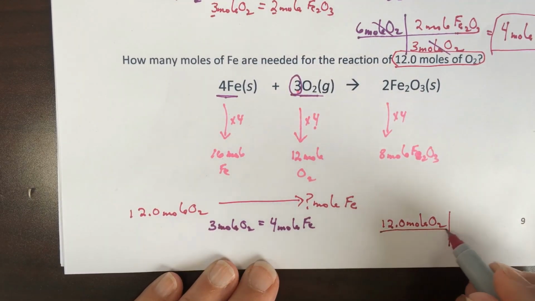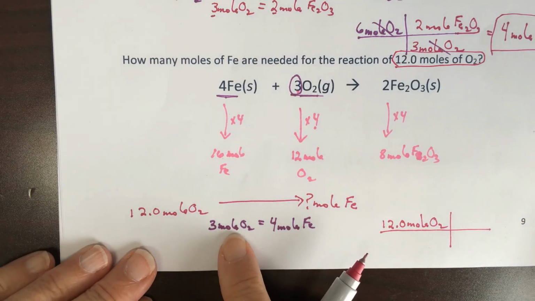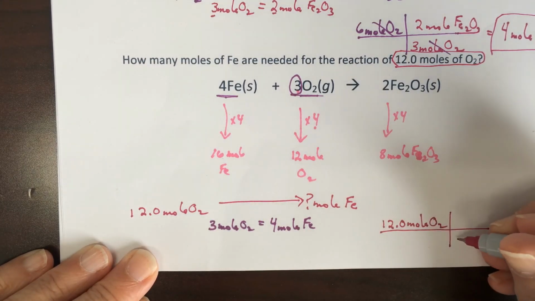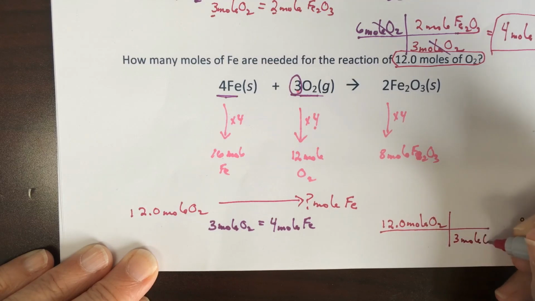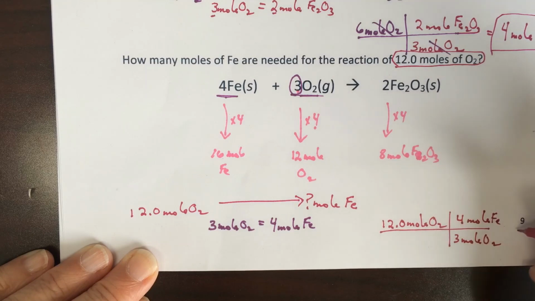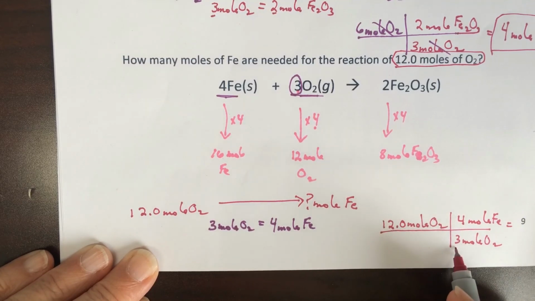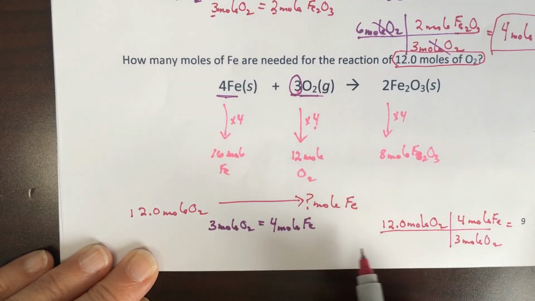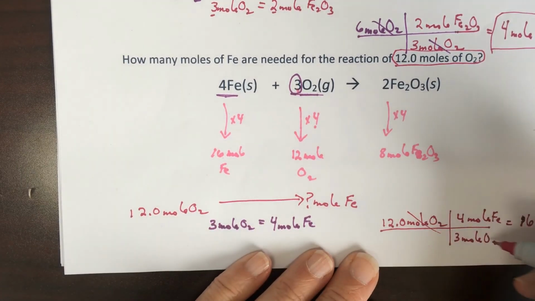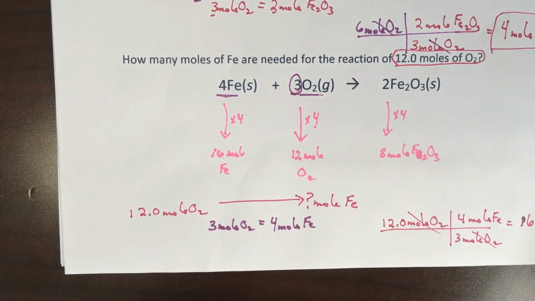And we're going to convert or change it into iron. And we're going to do it using this equality. We want moles of oxygen to be on the bottom and moles of iron to be on the top. And we've got 12 times 4 divided by 3. That will give us 16. And moles of oxygen cancel, so this is moles of iron.